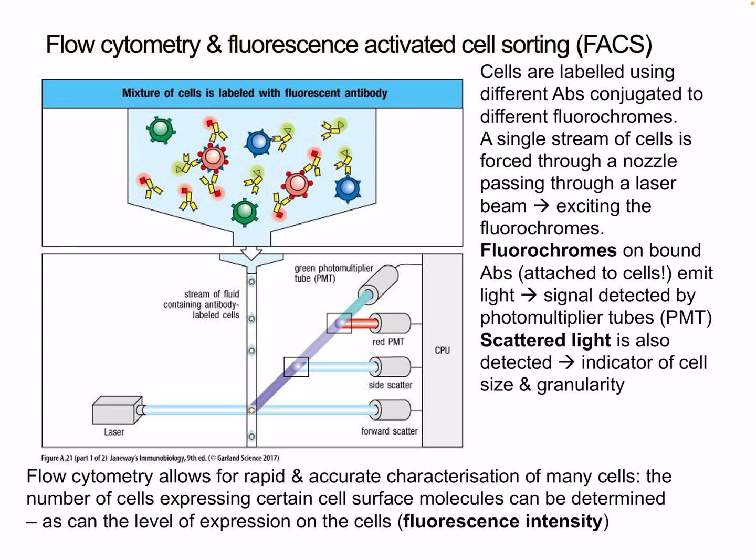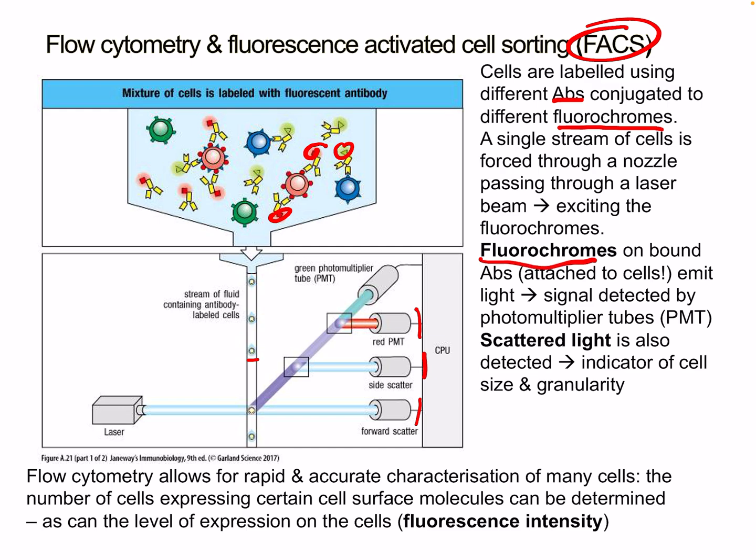So flow cytometry and fluorescent activated cell sorting, or FACS. Cells are labeled using different antibodies conjugated to different fluorochromes, like we said. So here we can see different fluorochromes. A single stream of cells is forced through the nozzle, passing through the laser beam, exciting the fluorochrome. If you think about how tiny that is, cells are shuffled through the laser beam one cell at a time. And then again, we have different wavelengths of light going through.